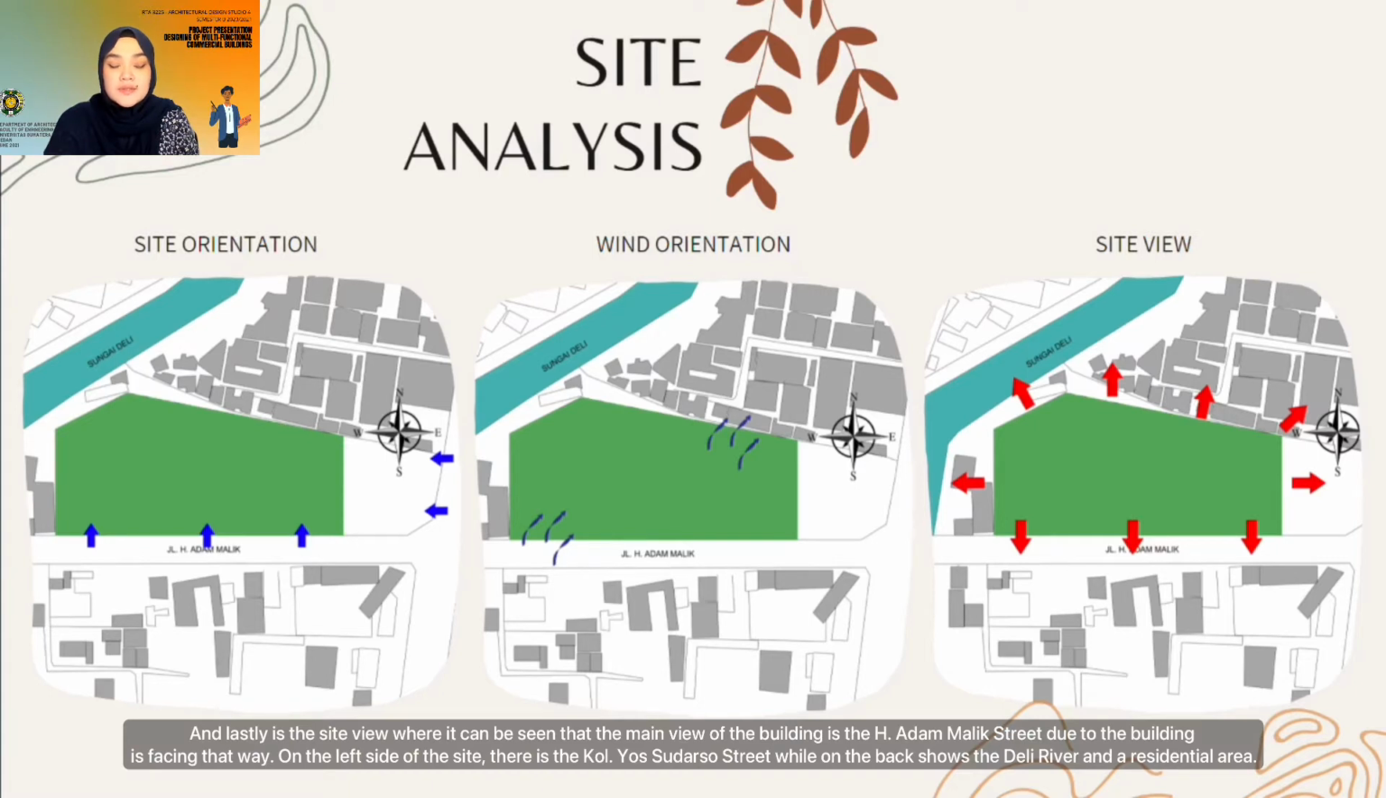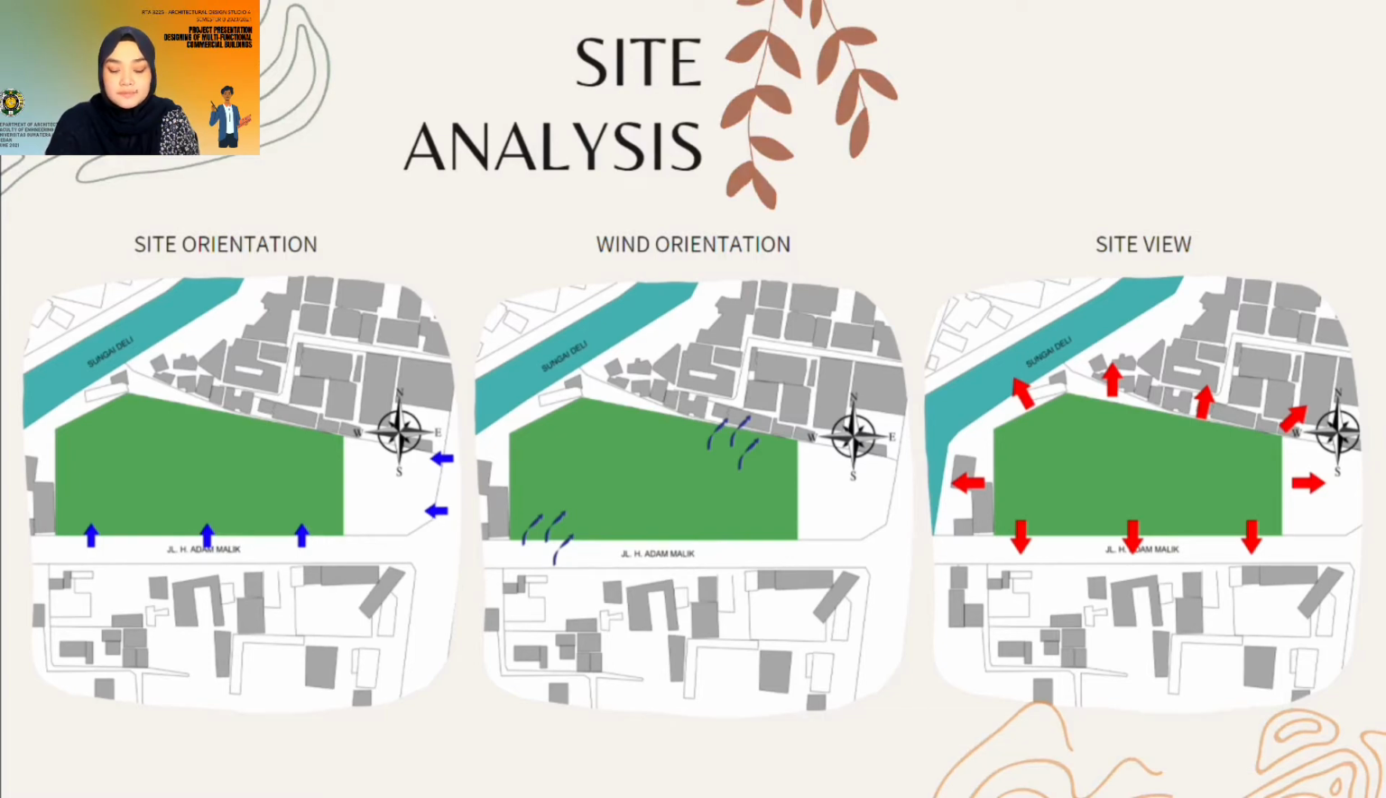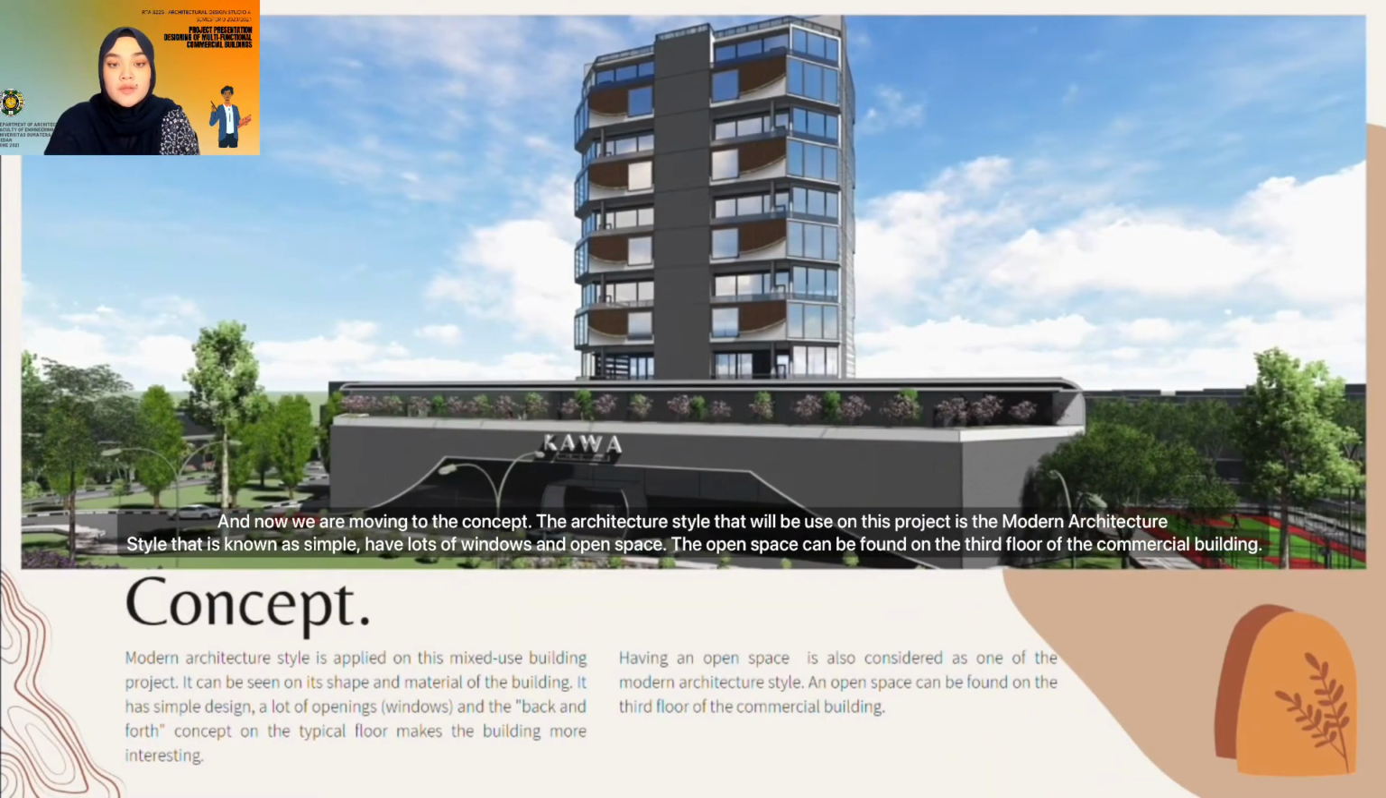And lastly is the side view, where it can be seen that the main view of the building is Adam Malik Street due to the building facing that way. On the left side of the site, there is Yosudarso Street, while on the back are the Delhi River and a residential area. And now we are moving to the concept.